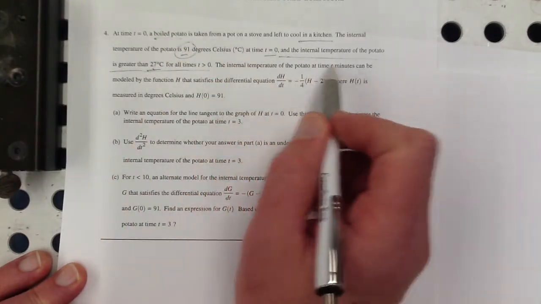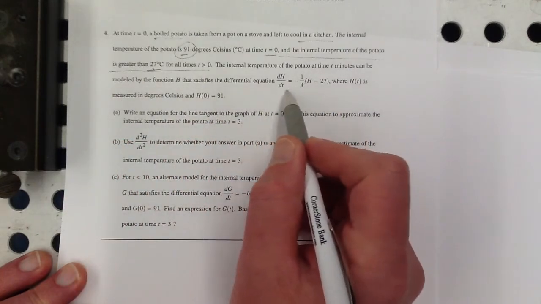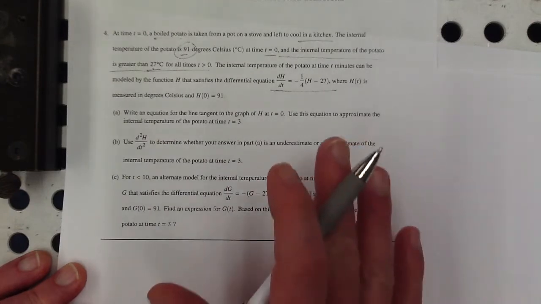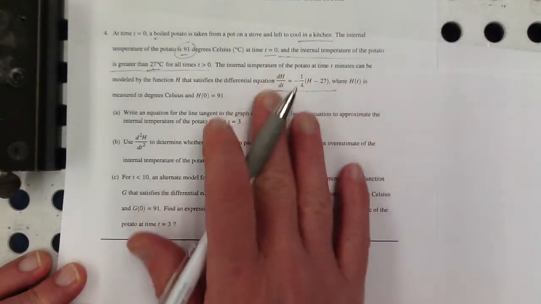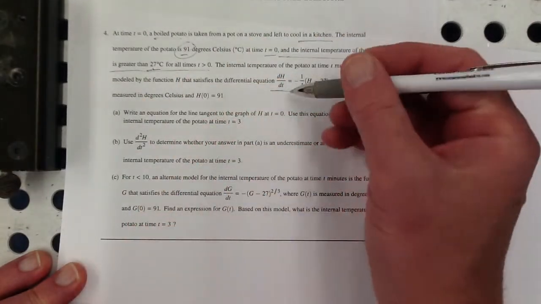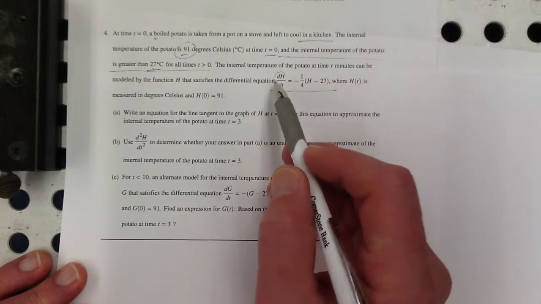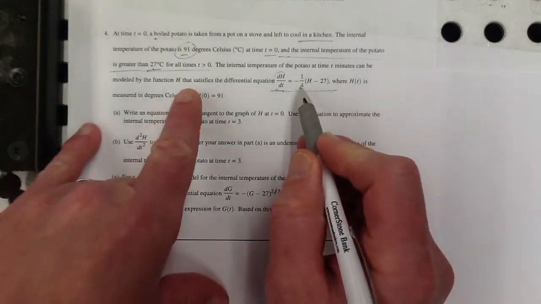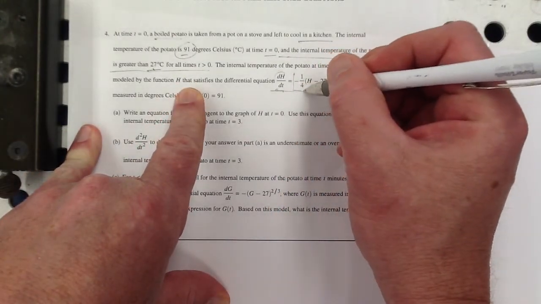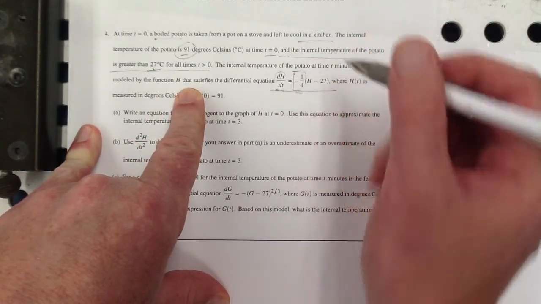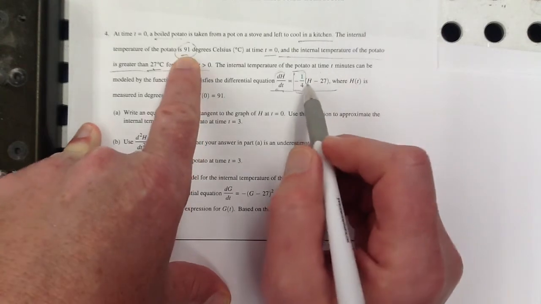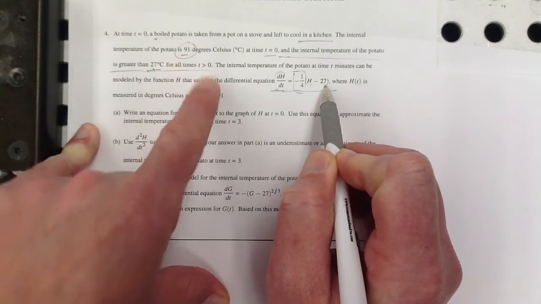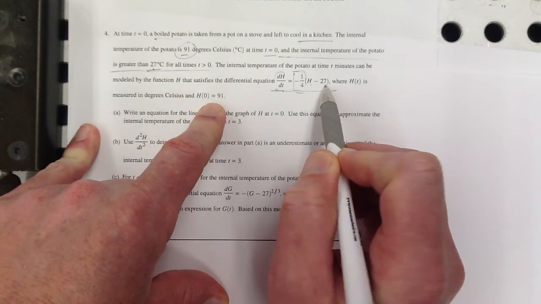The internal temperature can be modeled by the function that satisfies this differential equation. And it's not a terrible idea just to try to understand what this differential equation is doing. It's saying that the rate at which the temperature is changing is going to be directly proportional to negative, so decreasing, directly proportional to the difference between the temperature of the potato and the temperature of the room. Right, that's like room temperature.